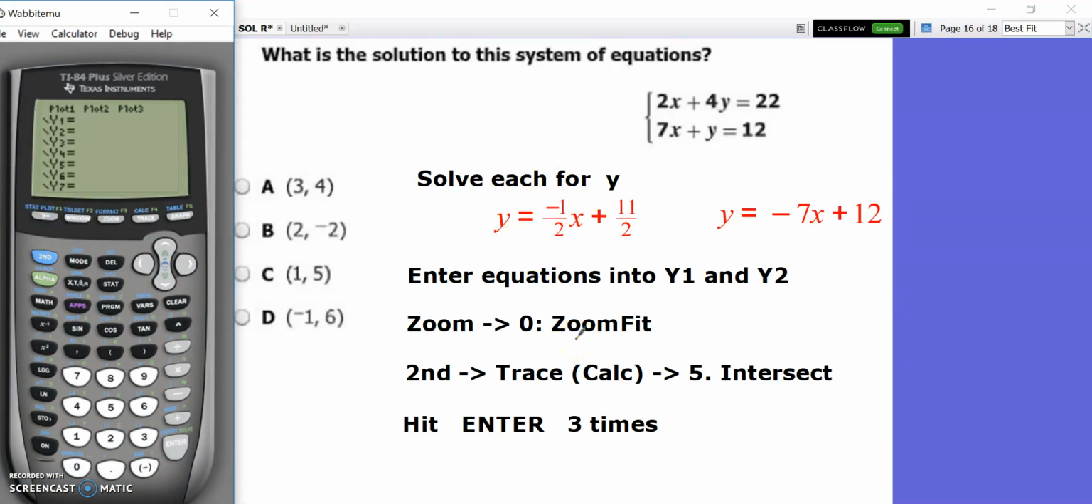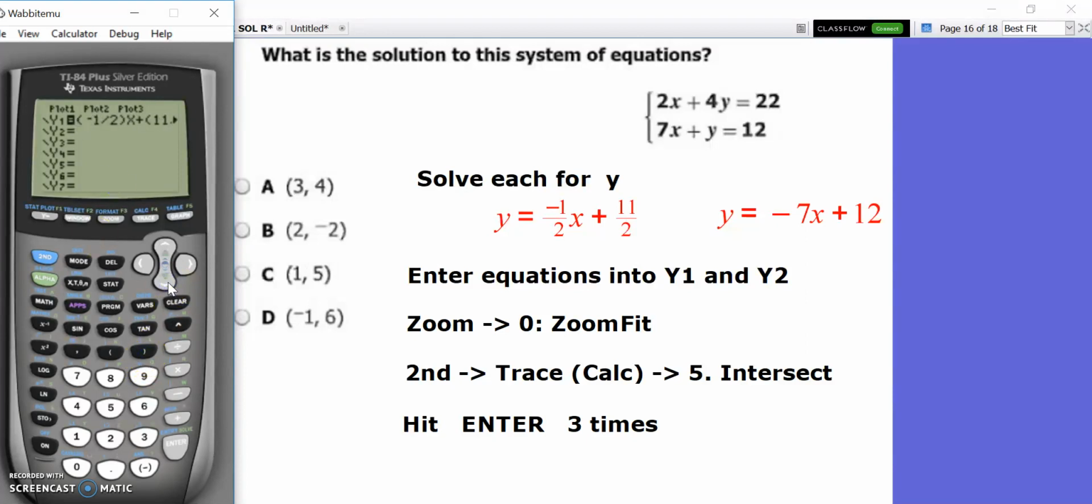If I were you, I highly recommend that when you type in fractions, you put them in parentheses as division problems. So I put parentheses, use the negative key, do not use the minus key. Negative 1 divided by 2, that's our fraction. Close parenthesis, because that's the end of our fraction, x plus, and then parenthesis, 11 divided by 2. So it looks like that.